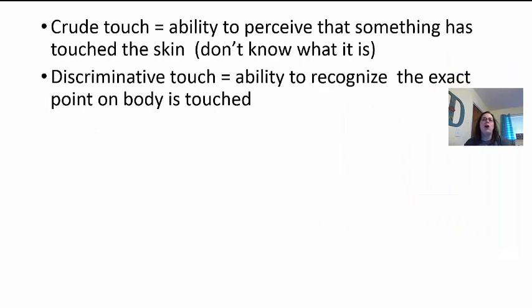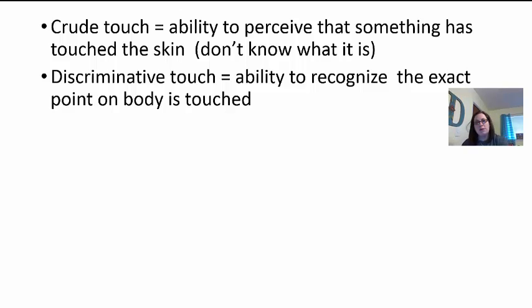Now, one thing to note when we're talking about touch is there are two different ways we can define touch. The first type of touch is called crude touch. This is your ability to perceive that something has touched the skin, but you don't know what it is. You just know that you have been touched. On the other hand, there's discriminative touch. This is your ability to recognize the exact point on your body that has been touched, and a lot of times it's also being able to recognize what touched you in that specific spot. So you have crude touch versus discriminative touch.